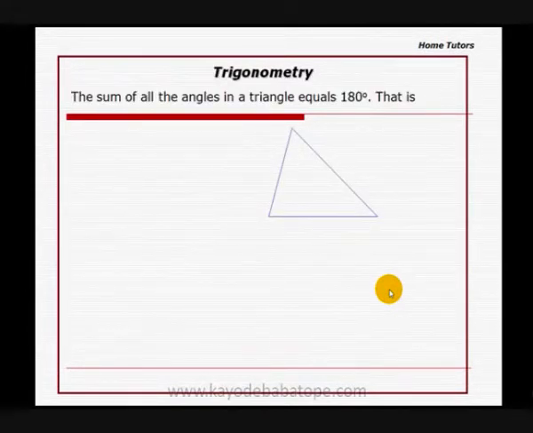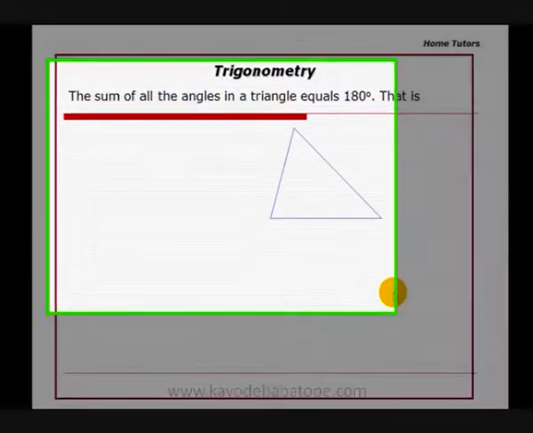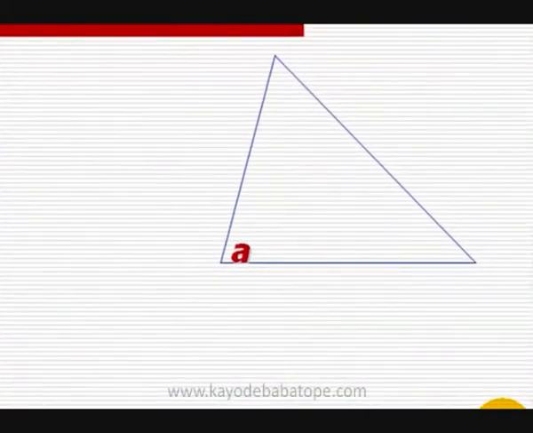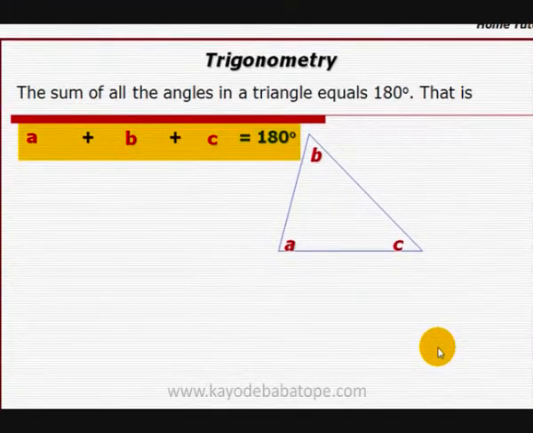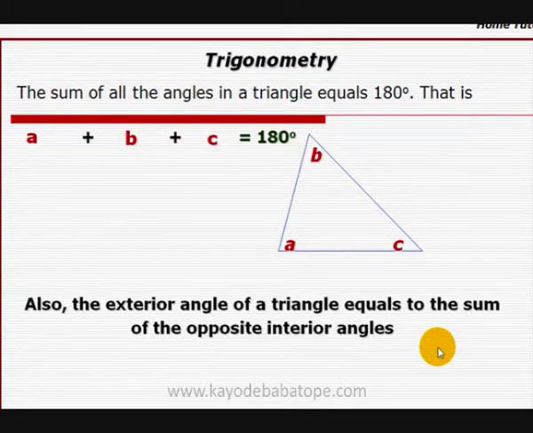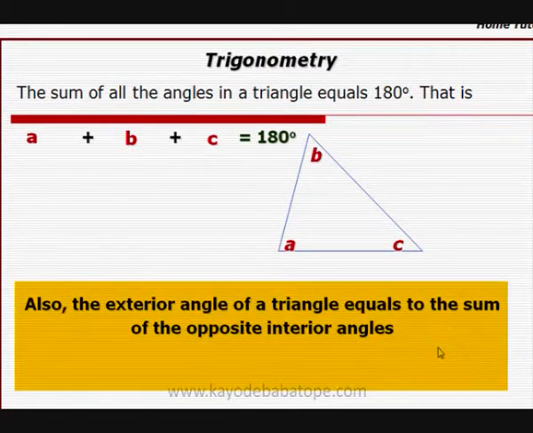Another important area of review is this, that the sum of all angles in a triangle equals 180. In the triangle you are seeing before you, angle A plus angle B plus angle C should sum up to 180 degrees. Also, there is another important rule that you should bear in mind. That is, that the exterior angle of a triangle equals the sum of the opposite interior angles.